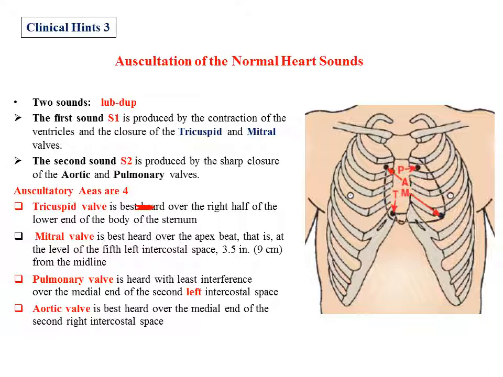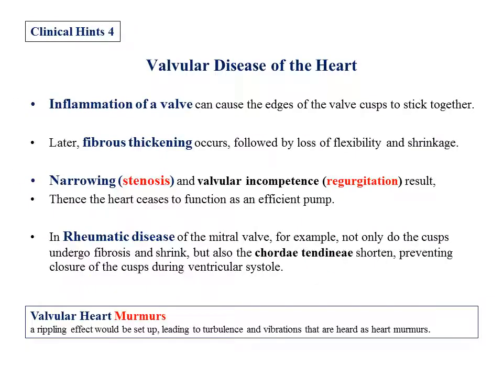The pulmonary valve is best heard with the least interference over the middle end of the second left intercostal space, and the aortic valve is best heard over the middle end of the second right intercostal space. This is a very important illustration. Knowing the position of the valves and where to auscultate is very important and critical.